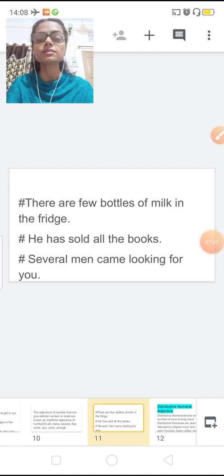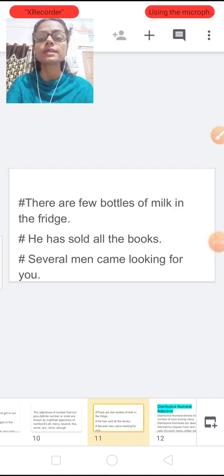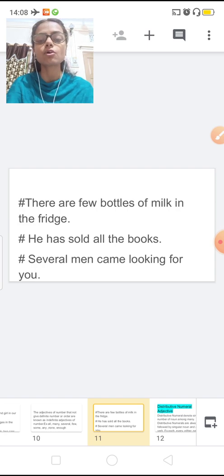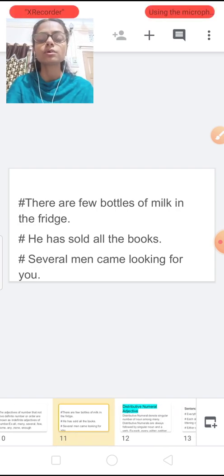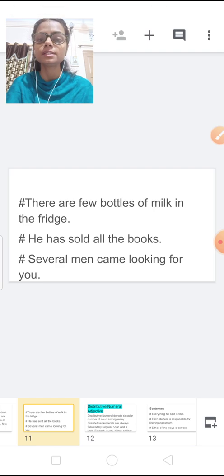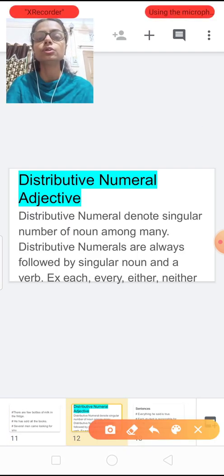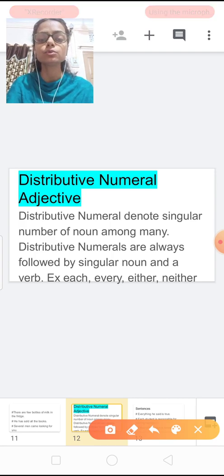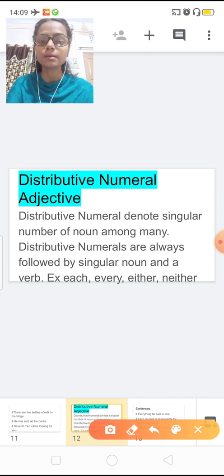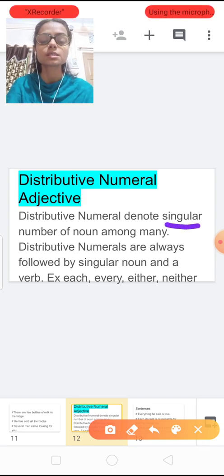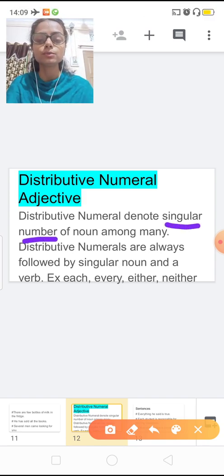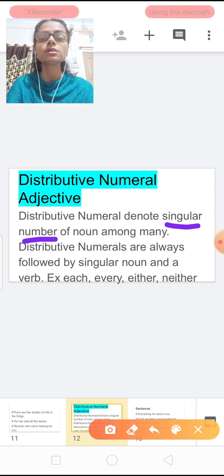Okay, so these three were the examples of indefinite adjective of numbers. Now we will move on to our next type, and that is distributive numeral adjective. Basically you can say distributive adjective. Now distributive numeral denote singular number. Now you can mark this: singular number. Distributive numeral denote singular number of noun among many.